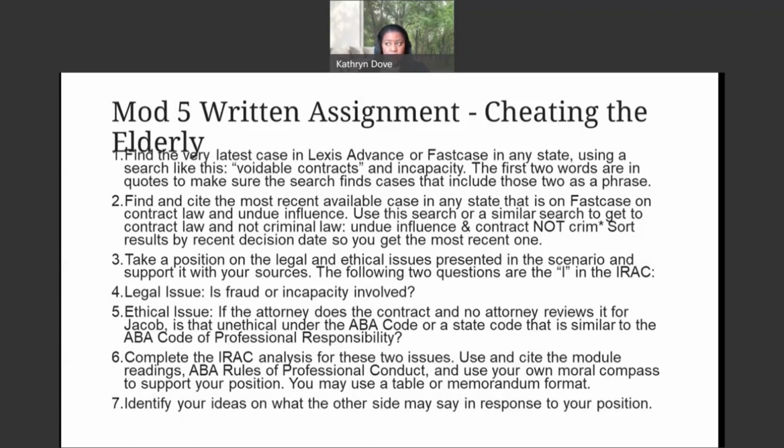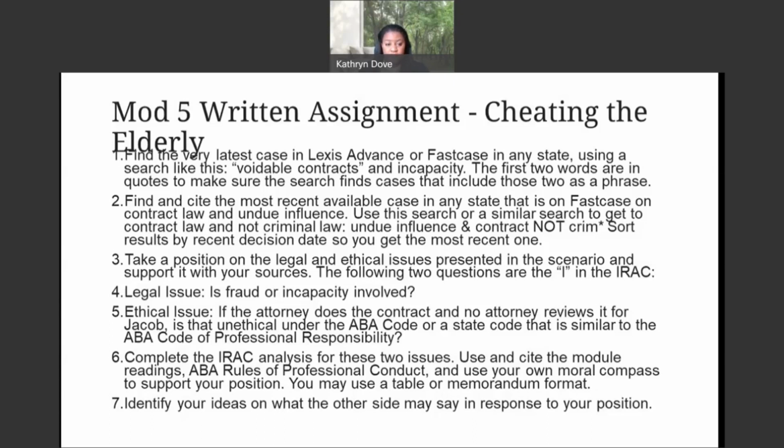Analyze the scenario involving Jacob, Johann, and Mary to see whether or not the grandfather can disaffirm this agreement, or if he has the capacity to contract at all with dementia. So that's what you'll be IRACing. The second issue that you'll be IRACing in the same essay: if the attorney agrees to do the contract and no separate counsel reviews it for Jacob, is this a violation under the ABA code or the model rules?